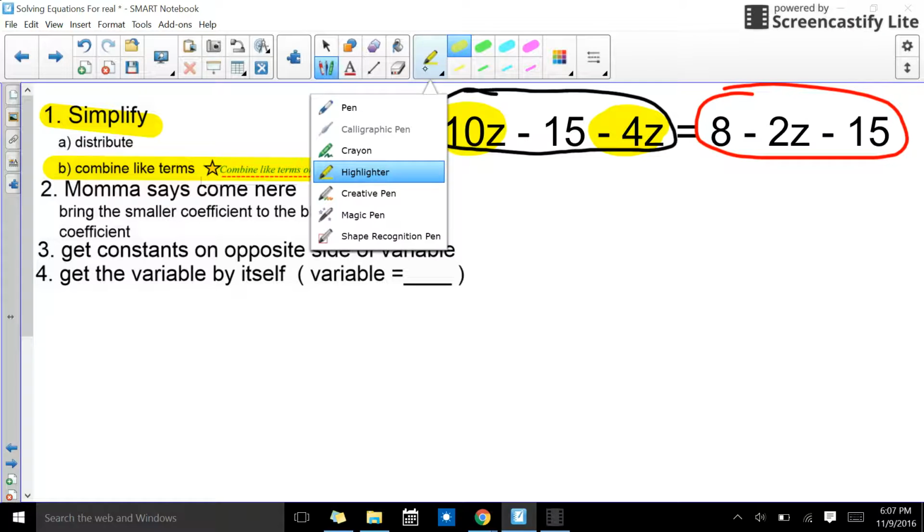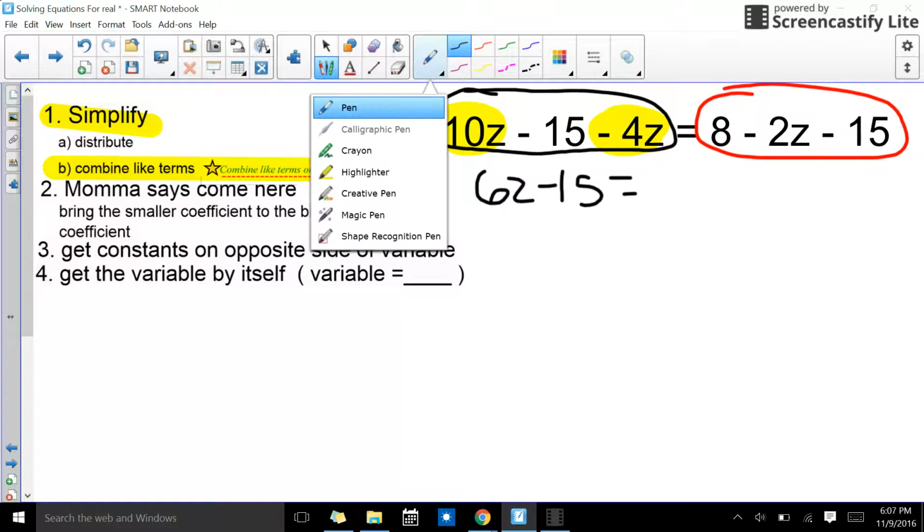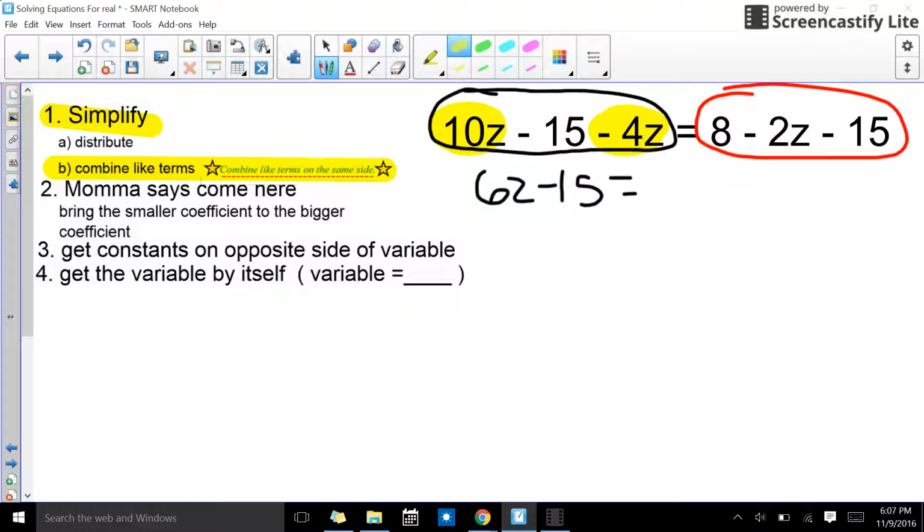minus 4z. So I'm going to get 6z minus 15 equals, now let's combine like terms over here. On the red side, I have 8 minus 15, 8, 9, 10, 11, 12, 13, 14, 15. So that's 7. I have negative 7 minus 2z. Okay, that's the first step.